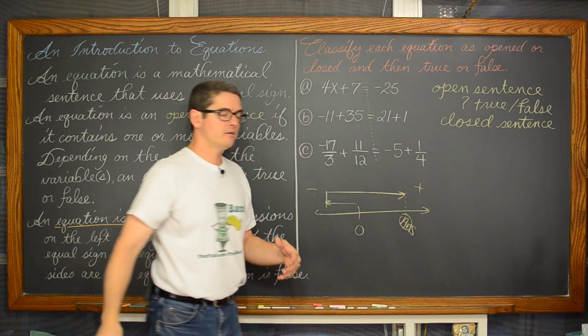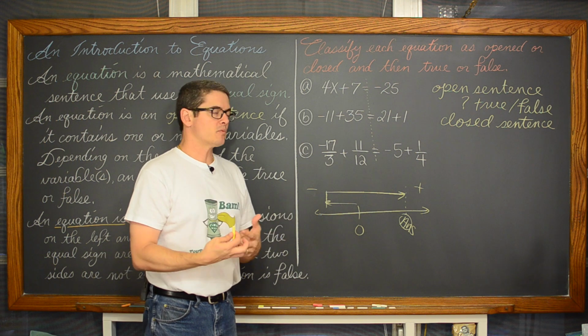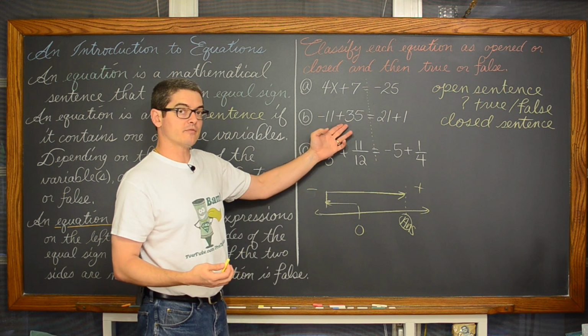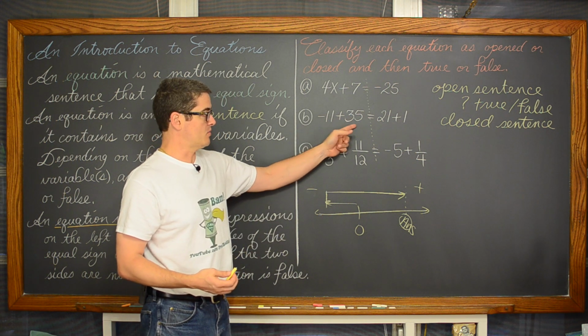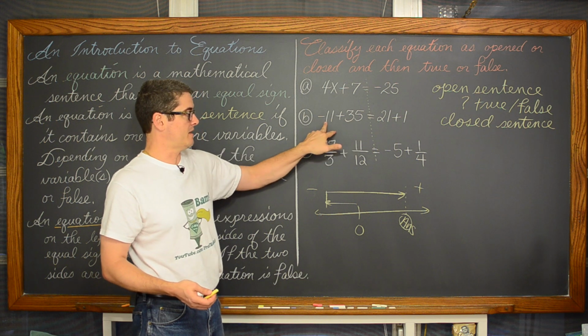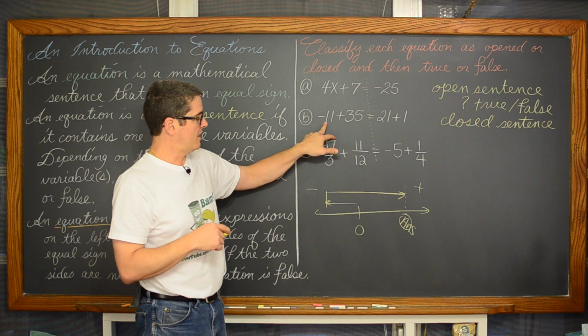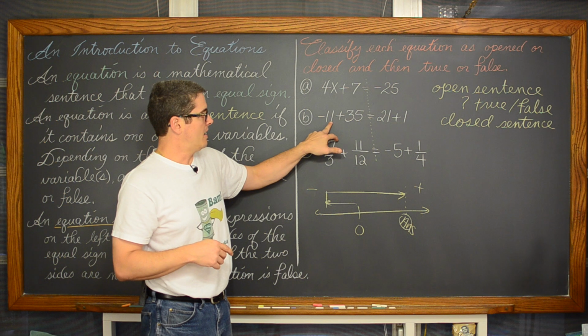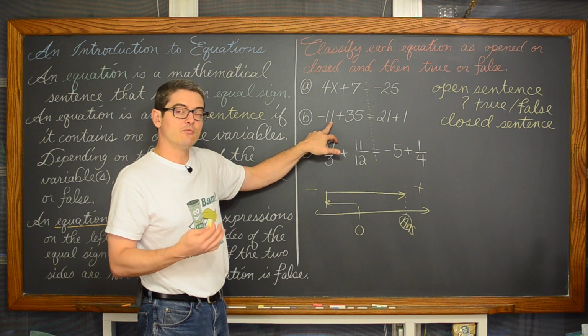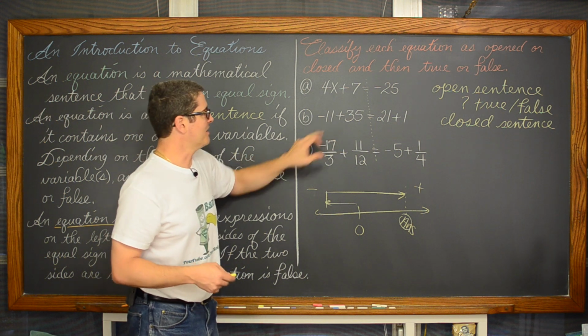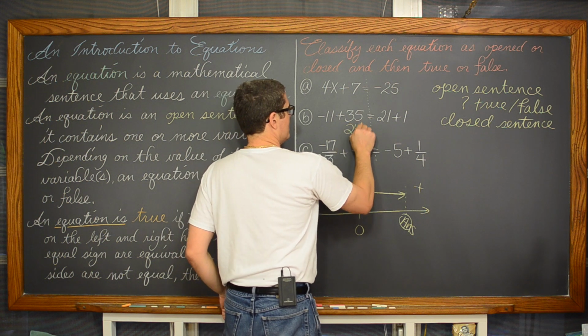So, since you're moving left for the negative and right for the positive value on the number line, maybe you don't want to draw a number line for each one of these problems. When combining numbers of different signs, you want to subtract those numbers. So 35 minus 11 is 24. So the left side is going to come out to be a value of 24.